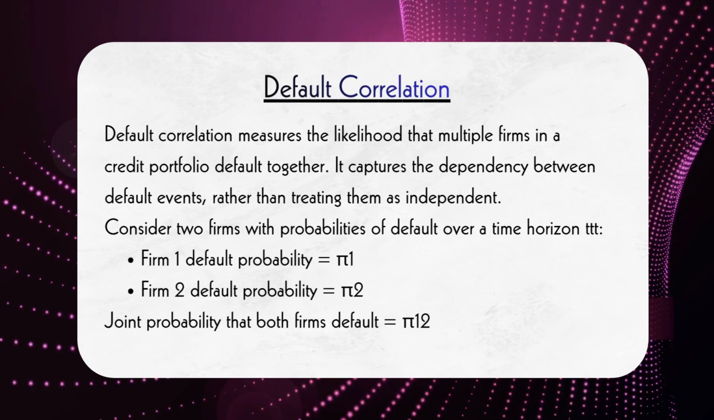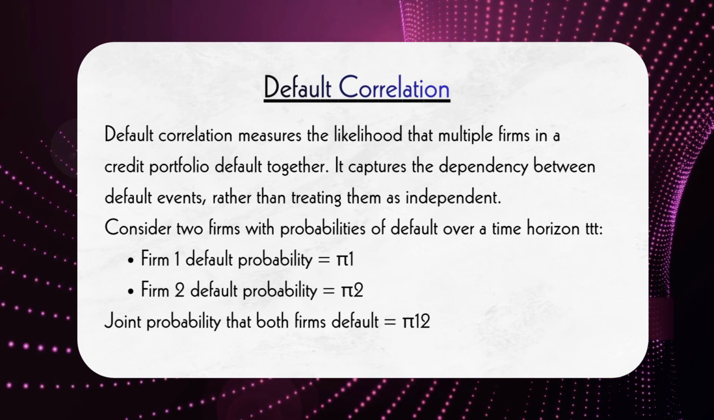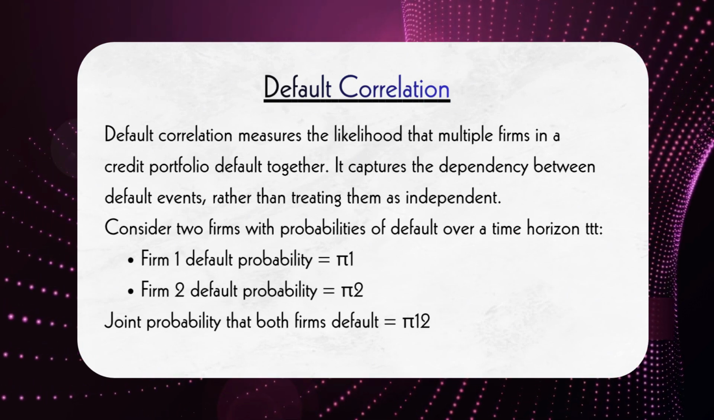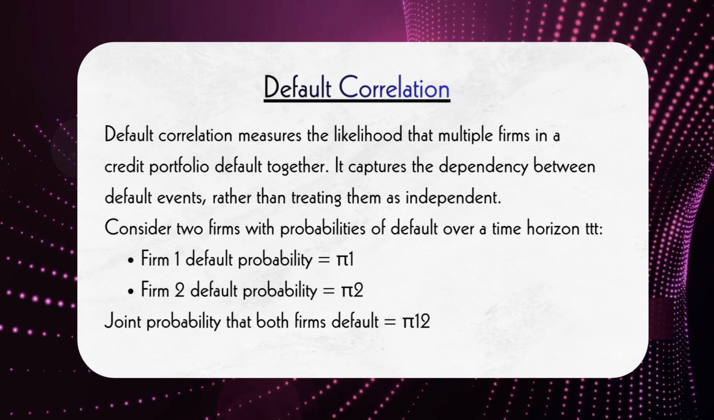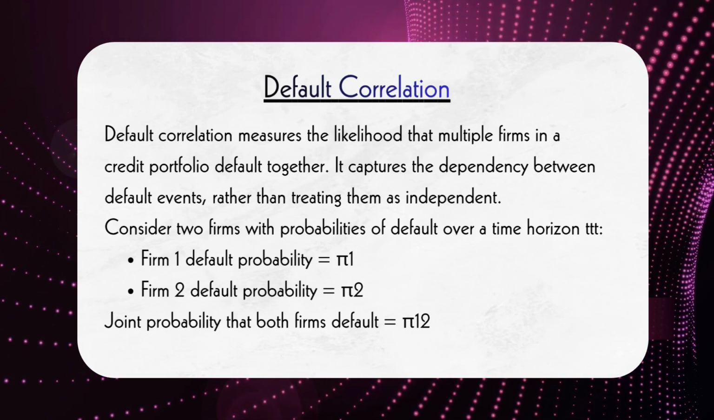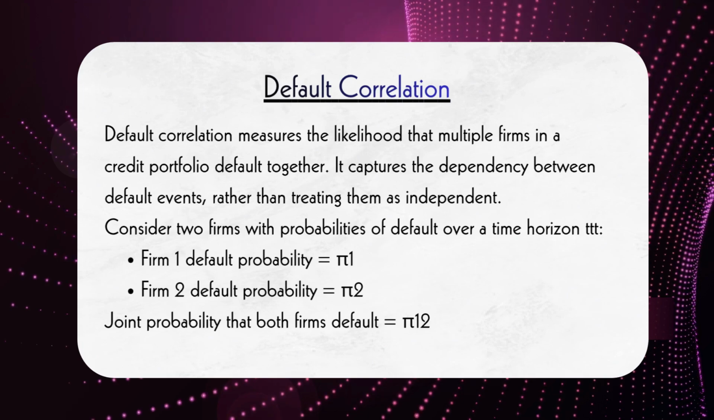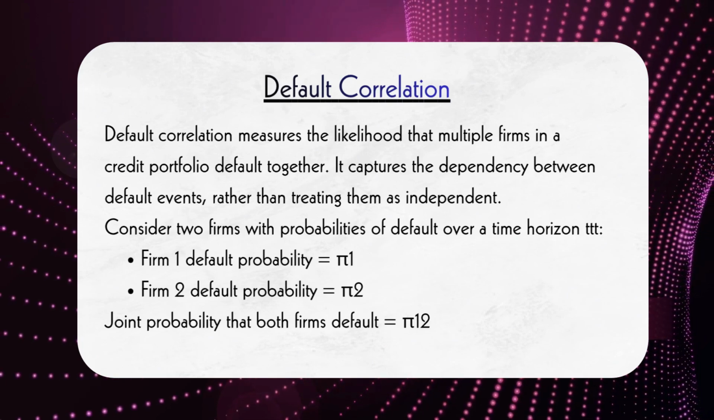Let us consider two firms. The probability that firm 1 defaults is pi1, and the probability that firm 2 defaults is pi2. There is also a joint probability, denoted by pi12, which represents the probability that both firms default together.